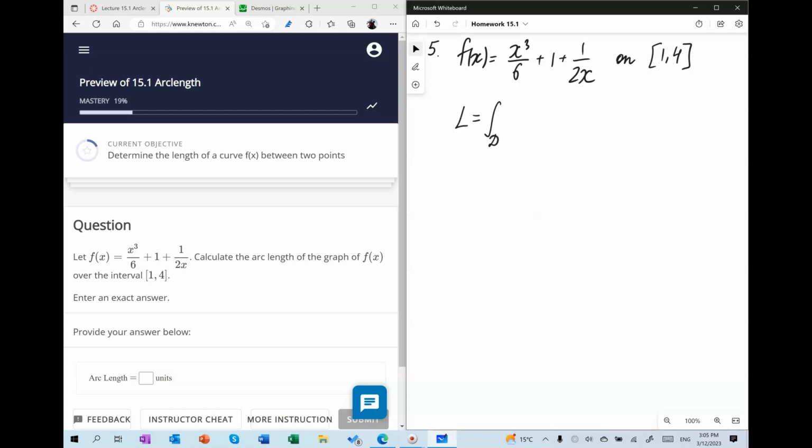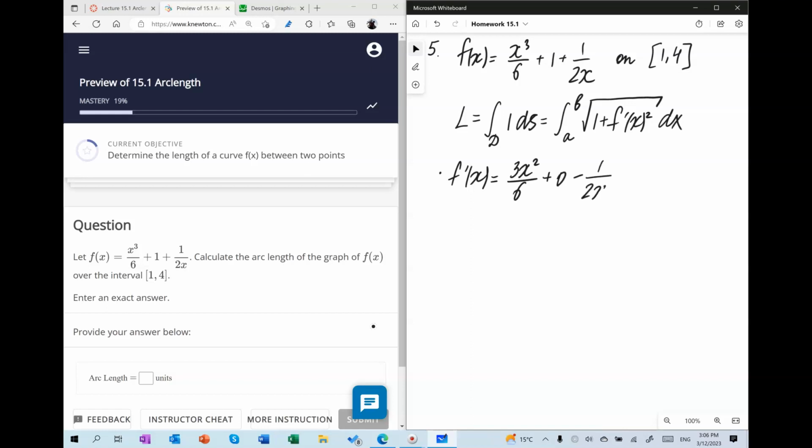We have this universal formula, but we're going to be interpreting it as the integral from a to b, where a and b represent the limits in terms of x, and we have the square root of the first derivative squared plus 1, and we're going to do it in 3 steps. First, we're going to find the derivative. It's going to be 3x squared over 6 plus 0 minus 1 over 2x squared. So let's simplify this. And this is how I'm going to simplify it.